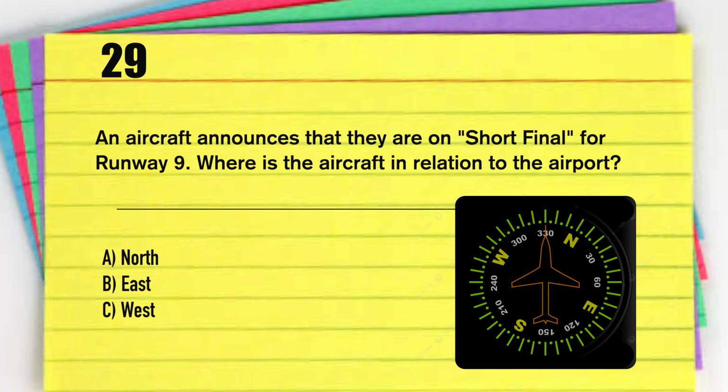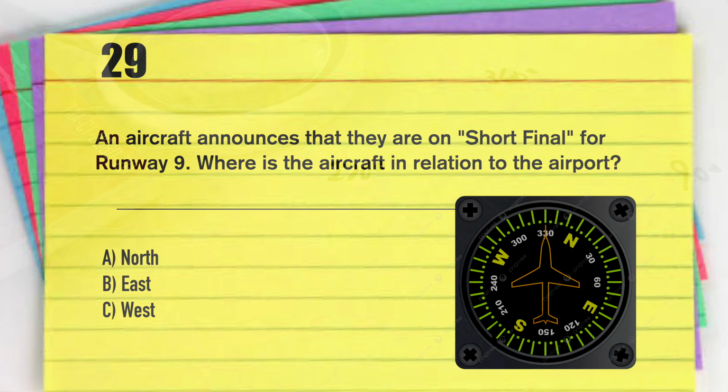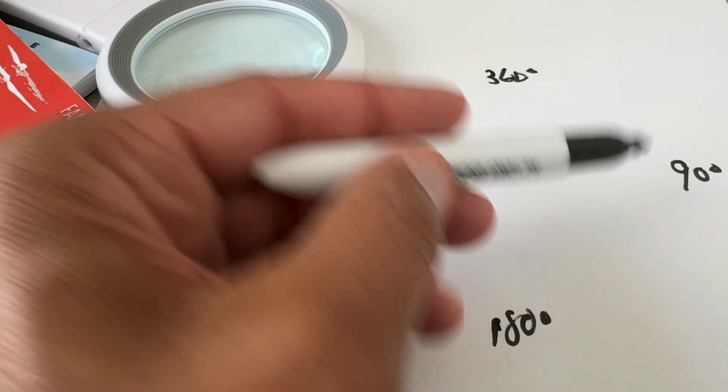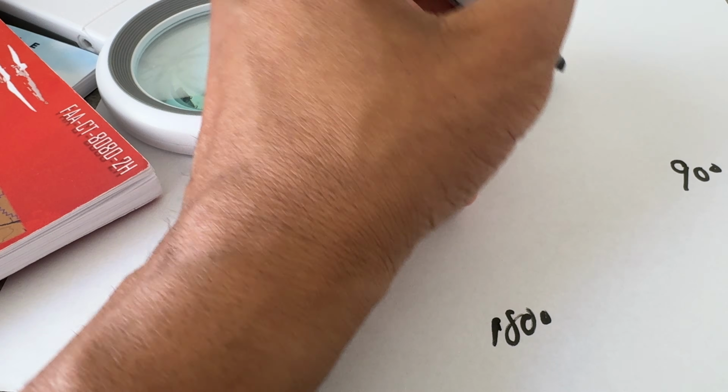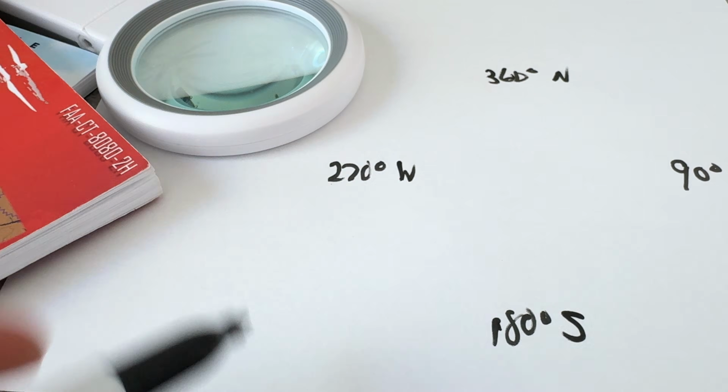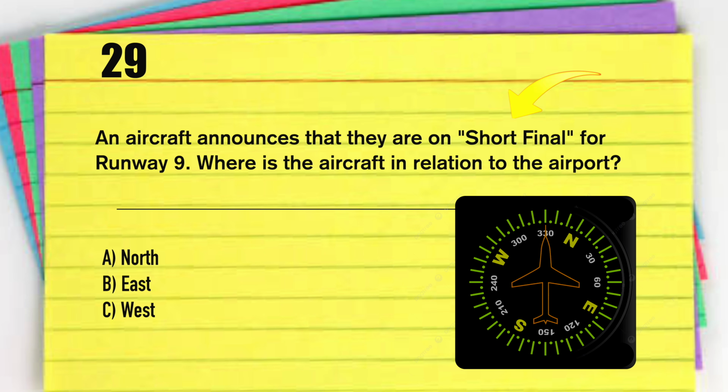Where is the aircraft in relation to the airport? Now, as difficult and as tricky as you think this question is, it's actually extremely simple. So go pull out a pencil and paper right now and do what I'm doing. Write down the degrees of a compass on a piece of paper and make sure that you're indicating north, south, east, and west. Remember the question. The aircraft announced short final, runway 9.